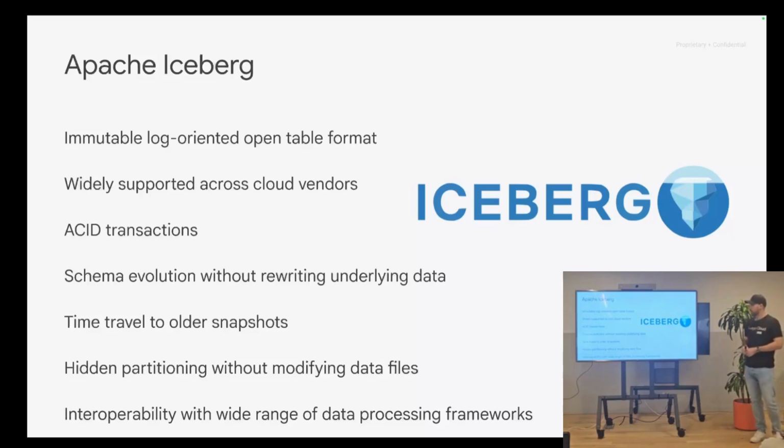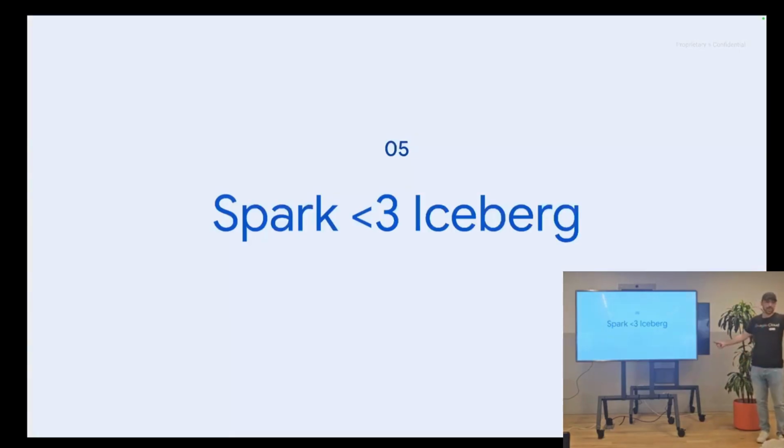Hidden partitioning without modifying the data files, so same deal. You can basically make changes to the data without rewriting all of it. And then, of course, what I think is one of the most important things is that because Iceberg is so popular, it has interoperability with a wide range of data processing frameworks, including Spark.